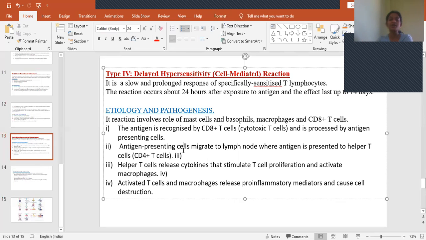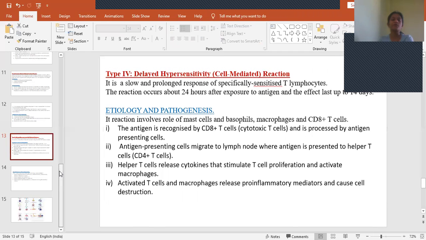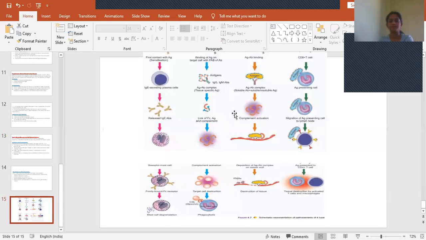And then helper T cells, what will they do? So first, it will be identified by T suppressor CD8 plus cells, and when these are processed, that will be presented to T helper cells, and these helper T cells will release cytokines like interleukins and all. So whatever cytokines are released will stimulate T cell proliferation and activate macrophages. So again, there will be proliferation of T cells and activation of macrophages. Once these macrophages get activated, they will release pro-inflammatory mediators and cause cell destruction. So this is the mechanism of type 4 or delayed hypersensitivity reaction.